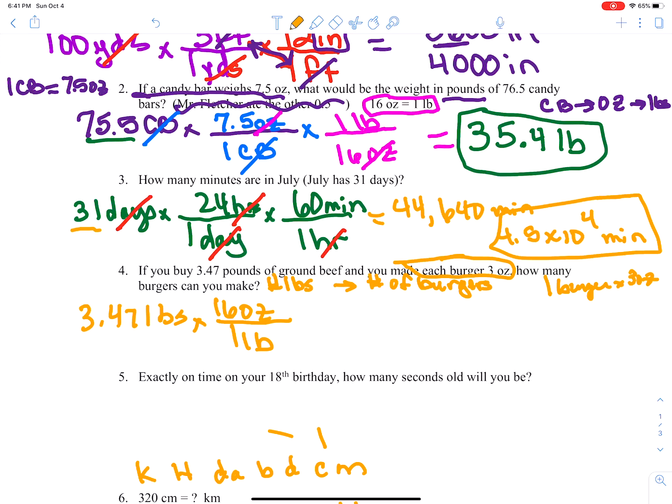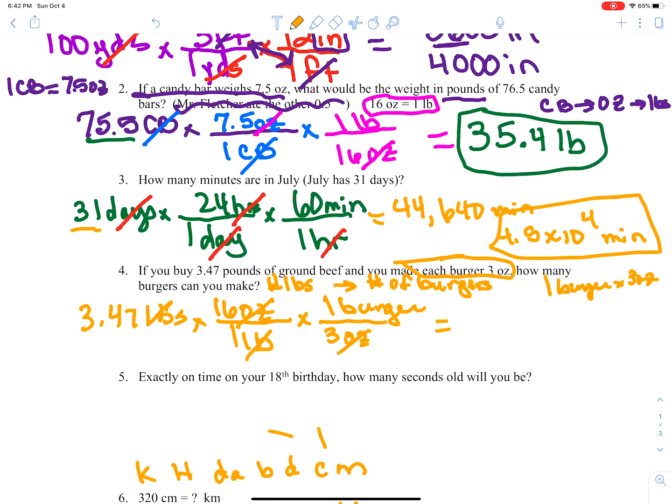Why did I put pounds on the bottom? I put pounds on the bottom because I wanted it to cancel out. So I go from pounds to ounces, and then I'm going to make a 3 ounce burger. So 3 ounces is equal to 1 burger. So what cancels out? Ounces cancels out ounces.